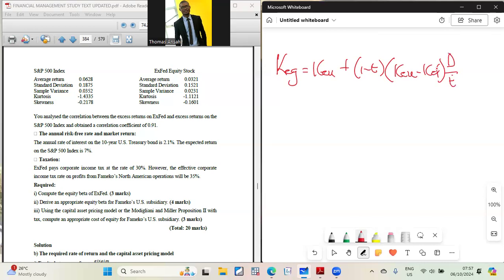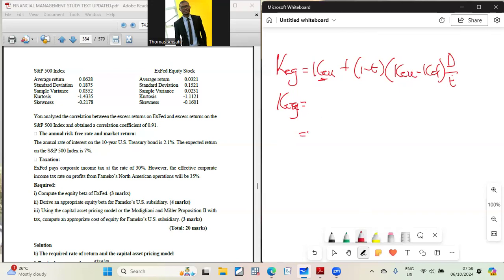To slot these things in our formula, we know that the cost of equity for a company that is geared, that is our company, is KEG. We can do change of subject for all these things. Since our company was geared, we're going to write KEG, and we will need to find KEU, the cost of equity for an ungeared company.